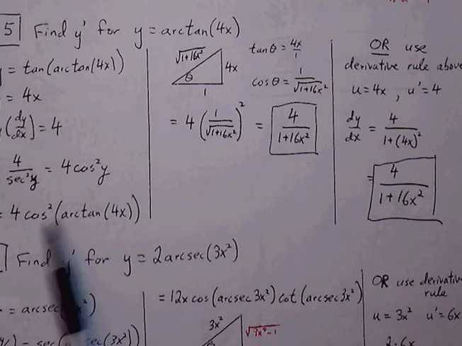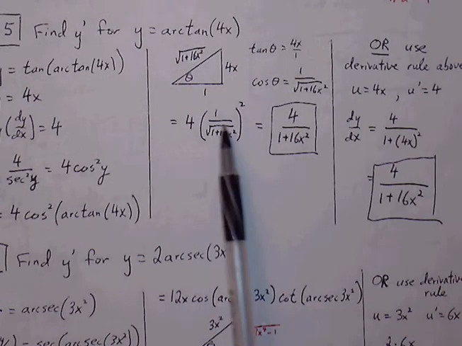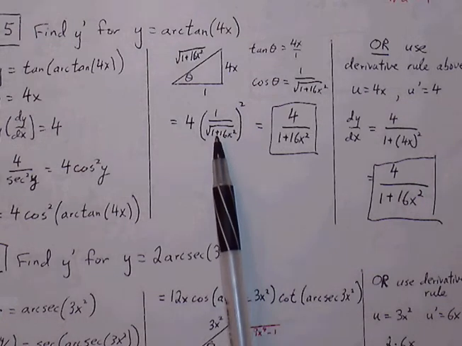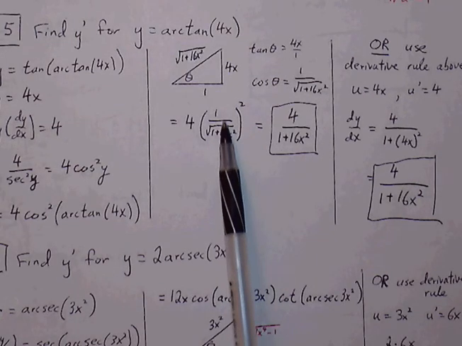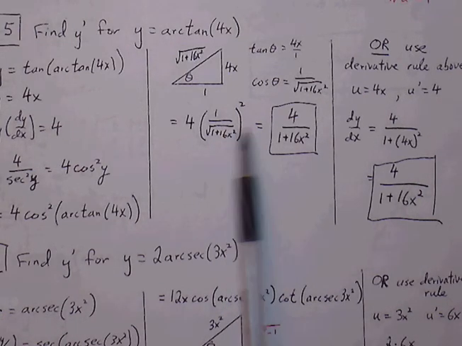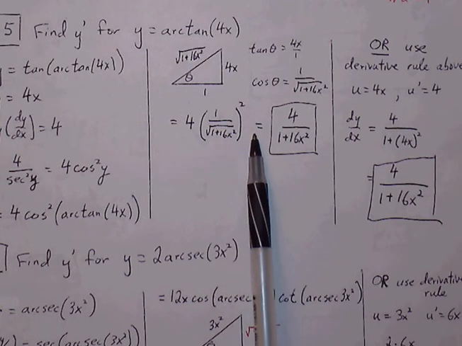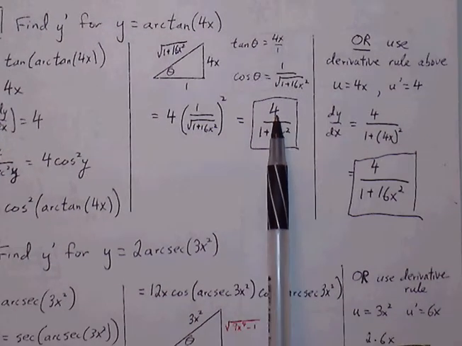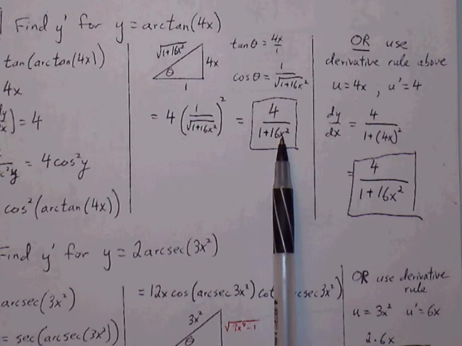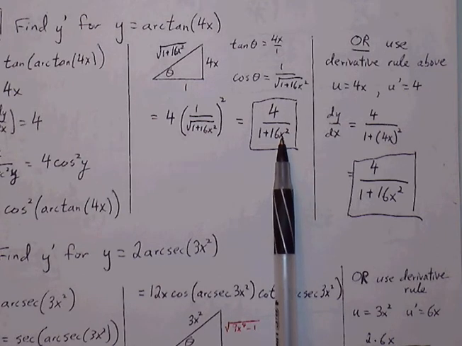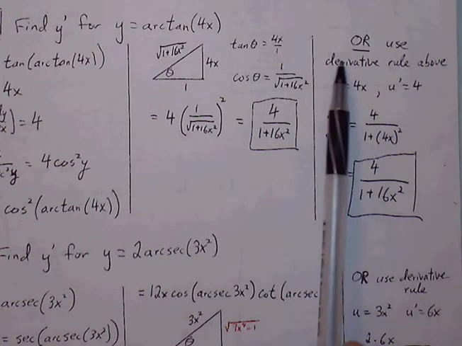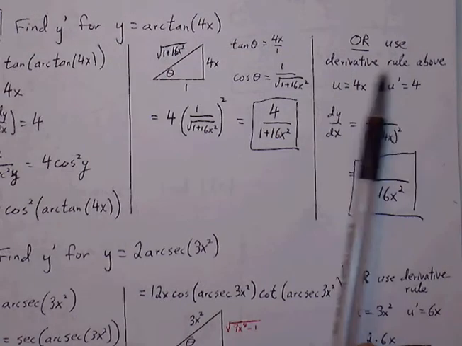So 4 times the ratio squared. The 1 will remain 1, but the denominator, the square root, will cancel out, so we're left with 4 times 1 over 1 plus 16x squared, or just 4 over 1 plus 16x squared. Okay. Or we could find the derivative using the derivative rule from above.